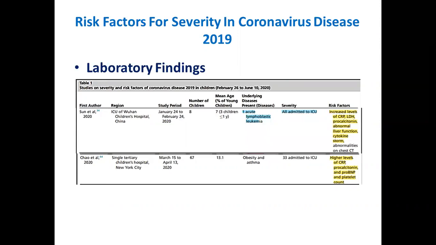Laboratory findings, based on the current available data, it is not possible to document a pattern of laboratory values in pediatric COVID-19 according to the severity of the disease. Laboratory data from 8 severe pediatric cases in China showed normal or increased leukocyte count and high levels of C-reactive protein, procalcitonin, and lactate dehydrogenase. Some of these patients had abnormal liver function tests. And in a study of 67 children in the US, admission to an ICU was associated with higher levels of CRP, procalcitonin, pro-BNP, and an increase in platelet count.